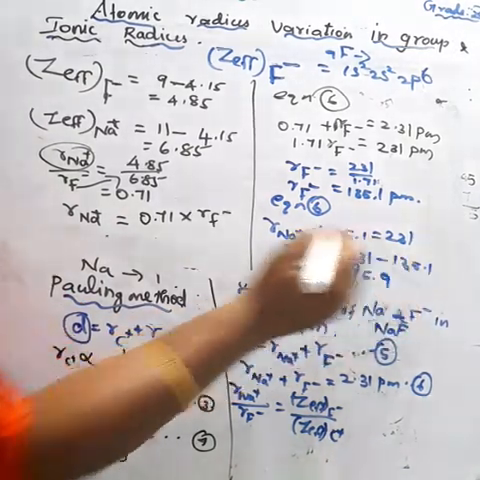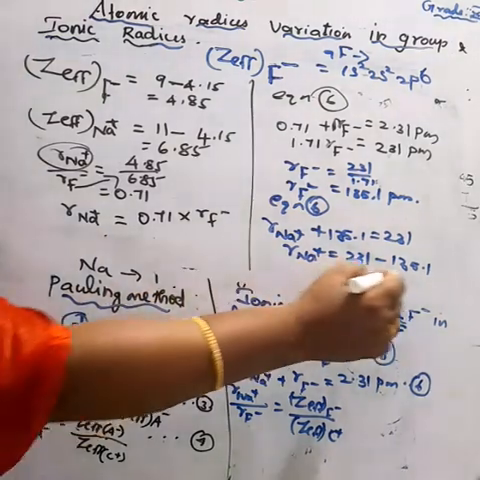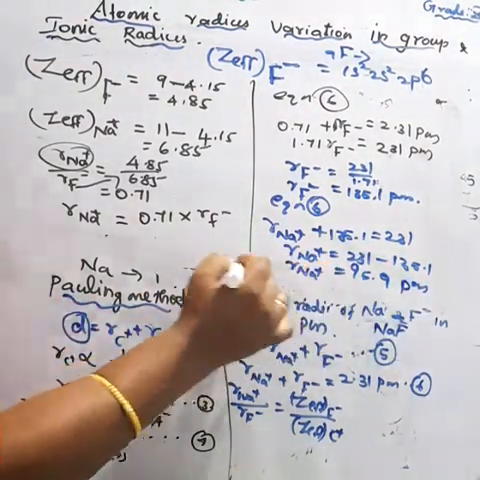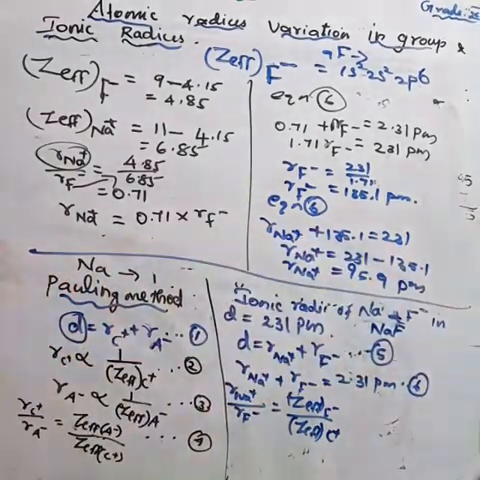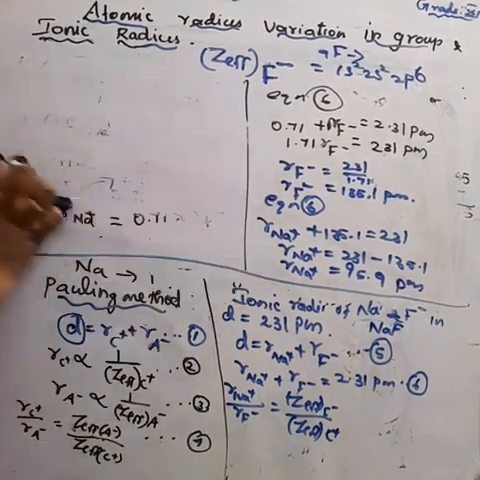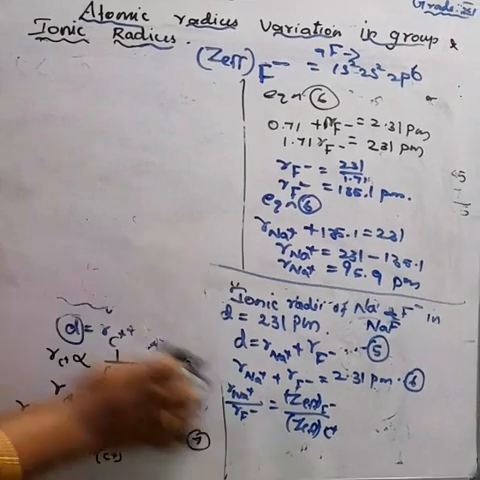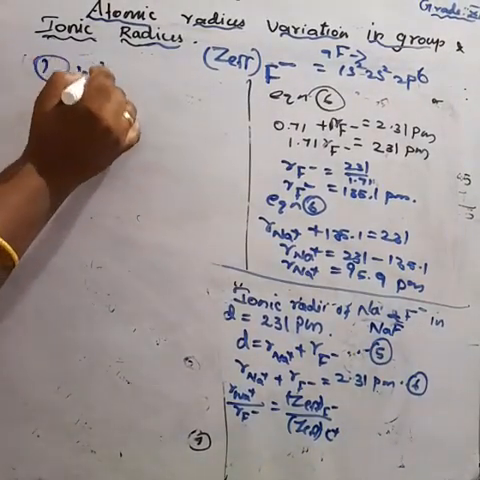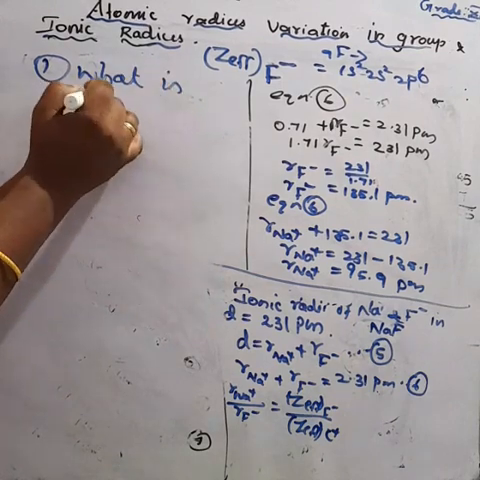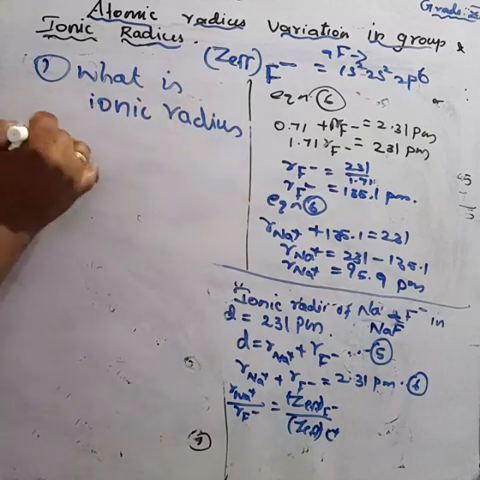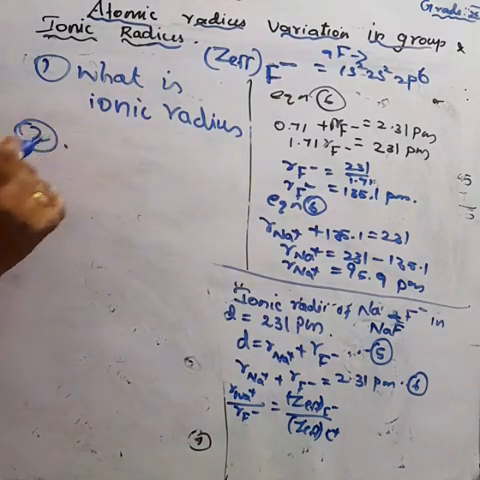Okay, this is about the ionic radius. I hope all of you understood about the ionic radius. If you have any doubt, you can ask me. Today I give two questions. Question number 1: What is ionic radius? And question number 2.